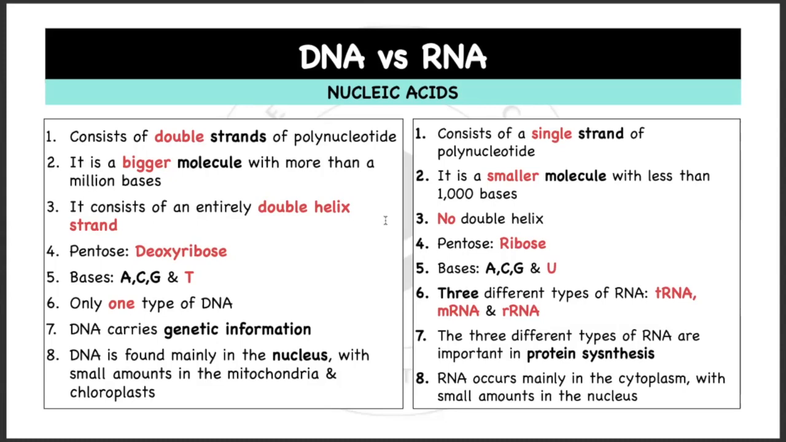In DNA, there's only 1 type, whereas for RNA, you have 3 different types. You have tRNA, mRNA, and also rRNA. DNA's function is it just carries genetic information, whereas for RNA, it depends which RNA you are talking about. Is it tRNA, is it mRNA, or is it rRNA? Each of them has its own important role in terms of protein synthesis. DNA is found mainly in the nucleus, whereas RNA is found mainly in the cytoplasm where the protein synthesis actually takes place.